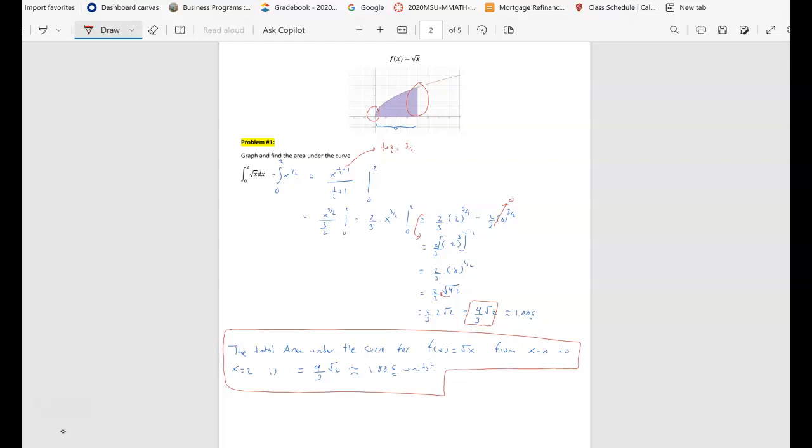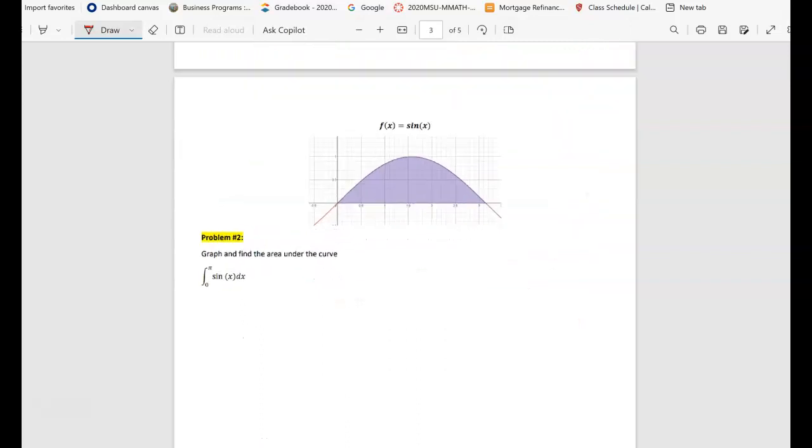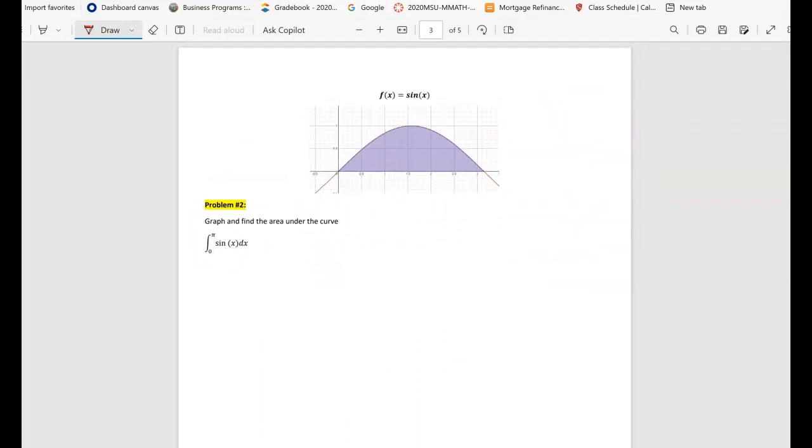Okay, I think we just have enough time to do the second problem without going into another video. In this case, we're going to be evaluating the integral of the sine function. Our function happens to be bounded between 0 and the values of pi. Now, the integral of sine is equal to negative cosine of x, and we're going to be evaluating it from 0 to pi.